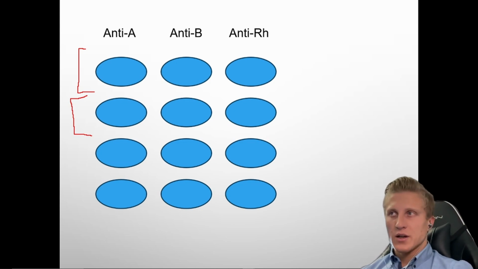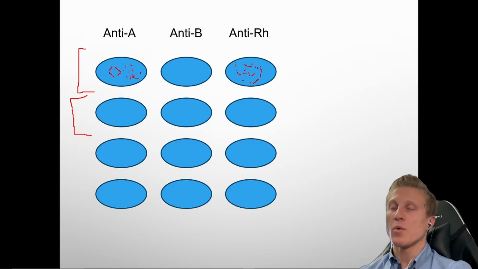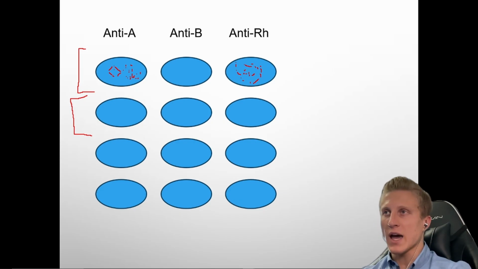As a starting example, let's say we have a reaction right here. We have agglutination, with the clumping of the red blood cells right here. And then we have some clumping over here. What type of blood does this patient have? Well, again, wherever we have a reaction, we have that thing.